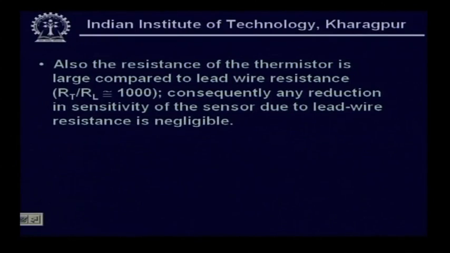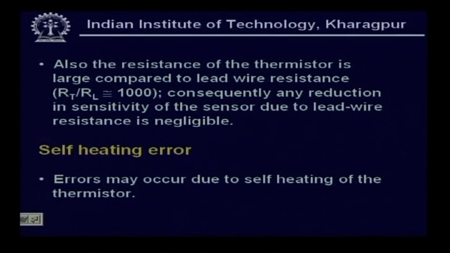Also, the resistance of the thermistor is large compared to the lead wire resistance, as I already discussed. The ratio RT by RL can typically be 1000. Consequently, any reduction in sensitivity of the sensor due to the lead wire resistance is negligible. Now, there is another problem with the thermistor, it is called self-heating error. Any resistance device has self-heating error, it is common to both the thermistor as well as RTD. This cannot be avoided. This is a physical phenomenon. You can avoid the lead wire problem, but you cannot avoid the self-heating error.